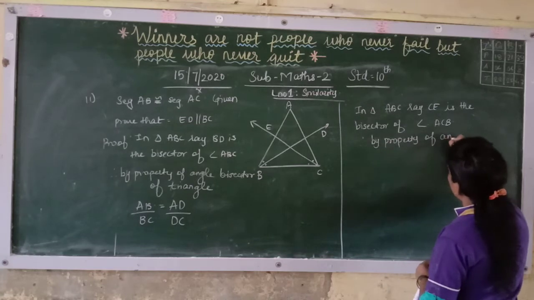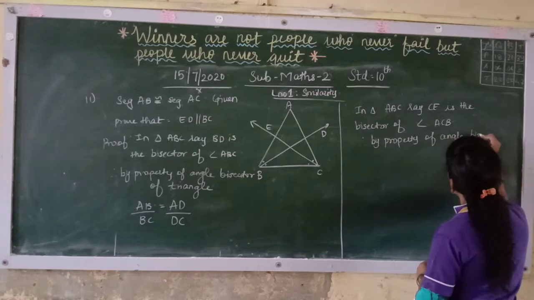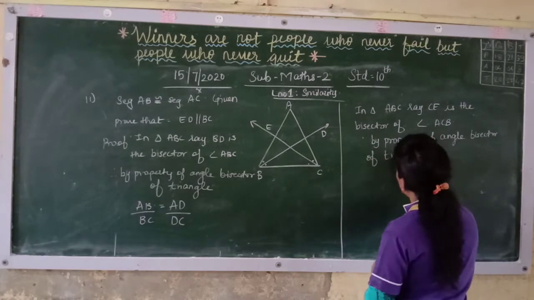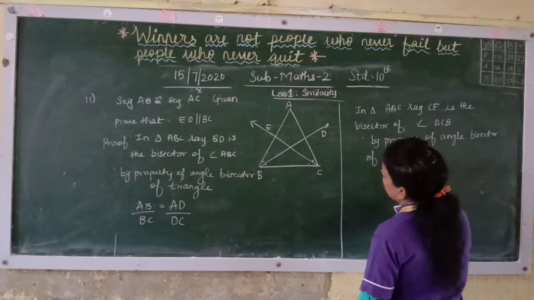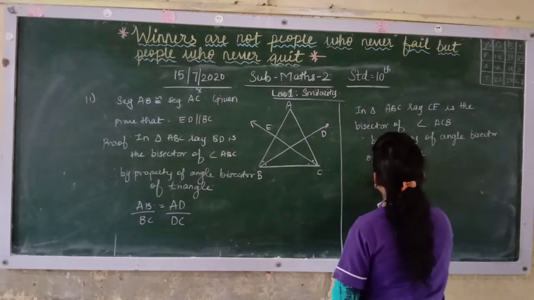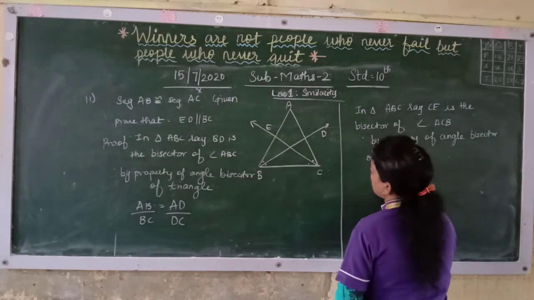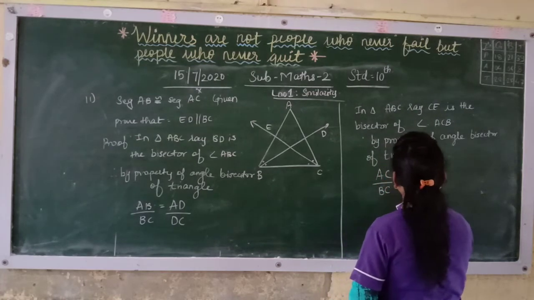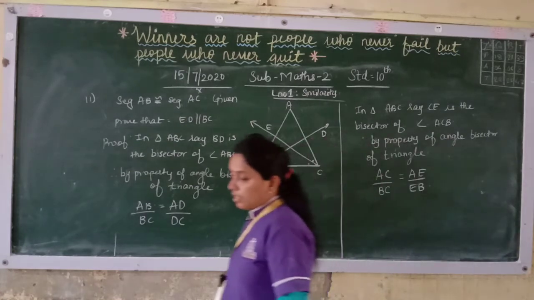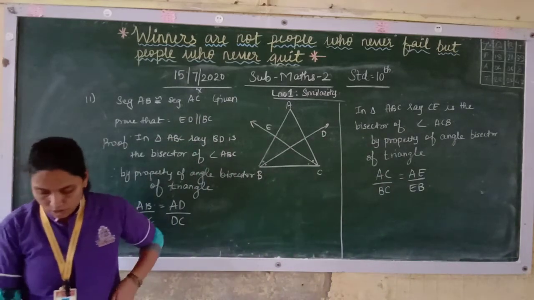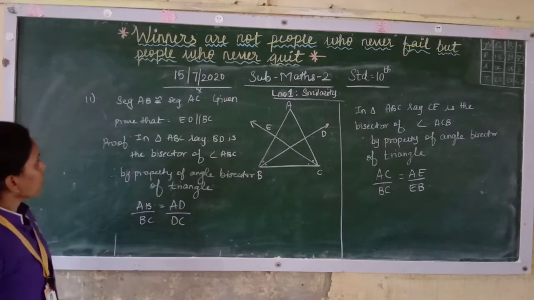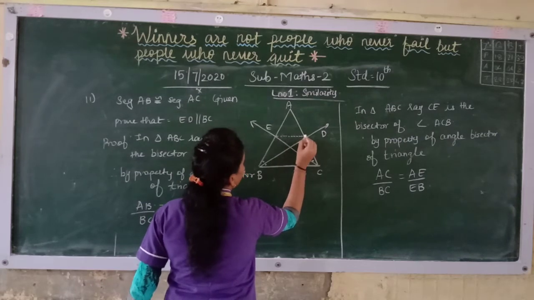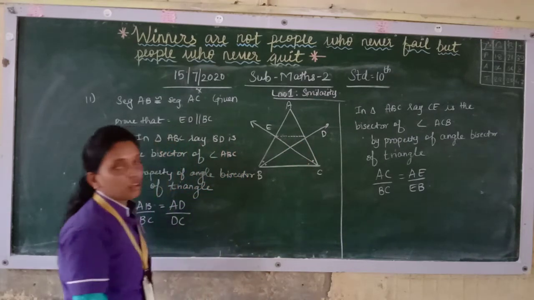Of angle bisector of triangle. Now what you will get is AC upon BC is equal to AE upon EB. See, these two things you will get when you see over here. You have to make this line, because here we want to show that ED is parallel to BC.